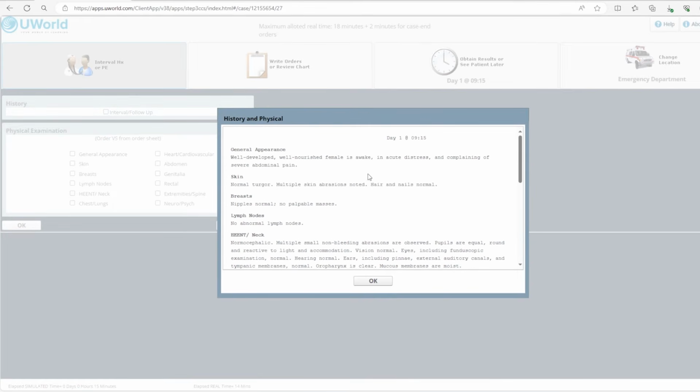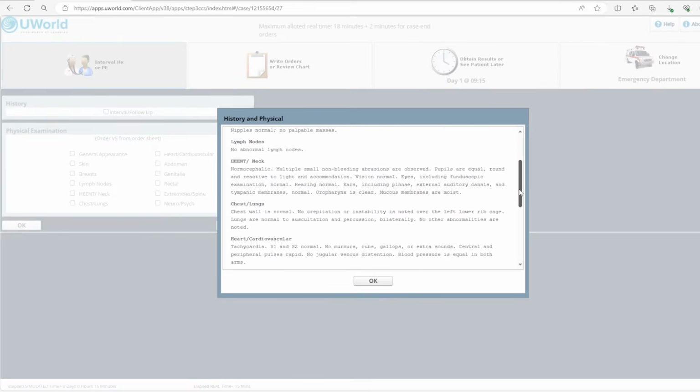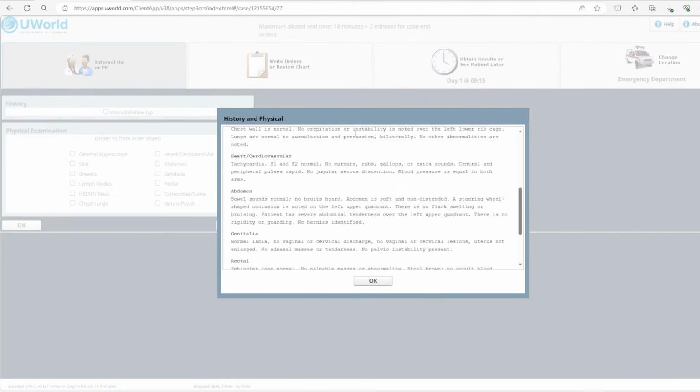In the real exam, you won't have time to read the full physical exam word by word, so you have to focus on the main things that you worry about, and in our case it's the abdomen. You can screen the rest quickly to make sure you don't miss something abnormal in the other sections. So in the abdomen it says soft and non-distended. That's very important to rule out acute peritonitis, which requires urgent surgery.